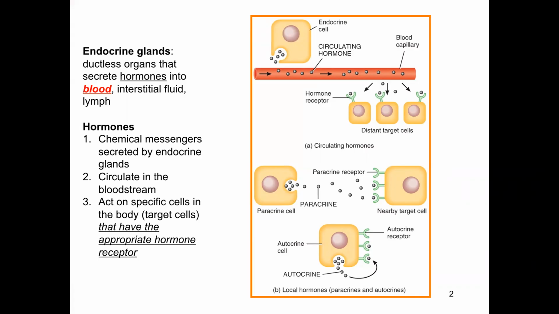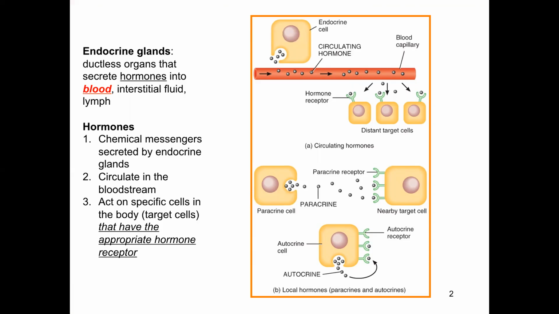So basically what's happening in the endocrine system is that these hormones are being exposed to every cell in the body, and it's only those cells that have receptors for that particular hormone that actually respond to it. But all the cells are exposed to the hormone. That's the important thing here.